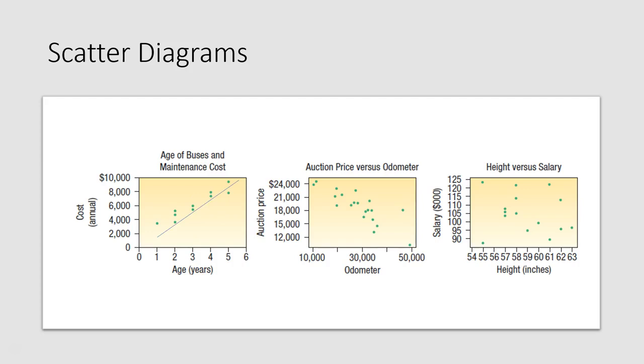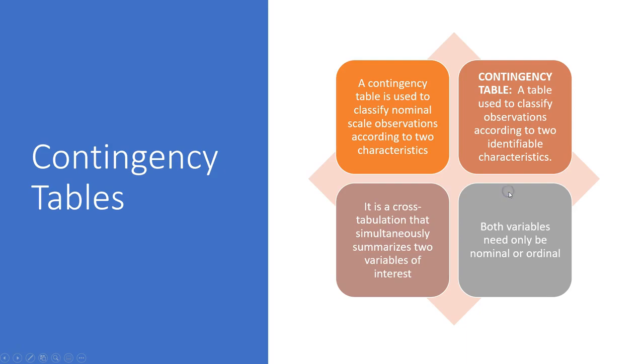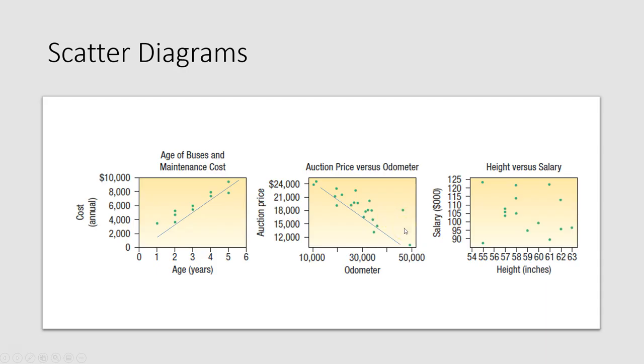So here, there's a positive relationship between age of the buses and their maintenance costs. So we see as the buses increase in age, the maintenance cost is also going to increase. This next group we have a negative relationship. So this is showing that as my odometer readings increase, my auction price of my vehicle is going to go down. And then here, our final graph is showing that there's really no relationship between salary and the height of our supervisors.